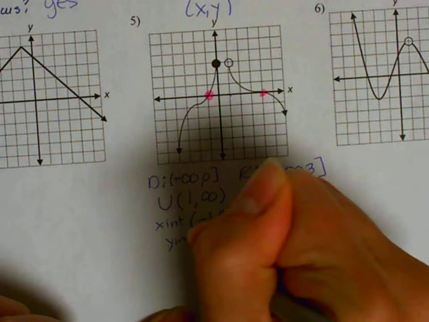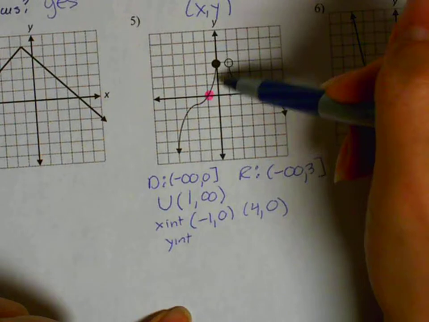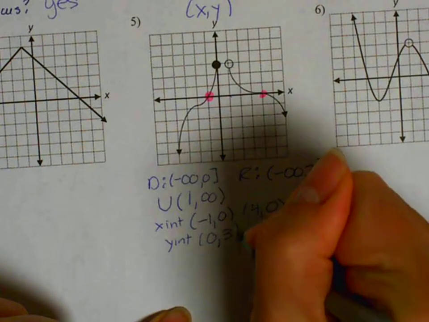Our y-intercept, well, it touches right here, and that's at 1, 2, 3. So that point is 0, 3.